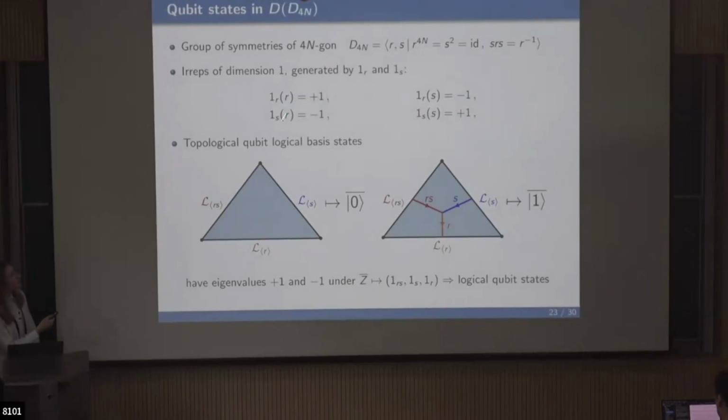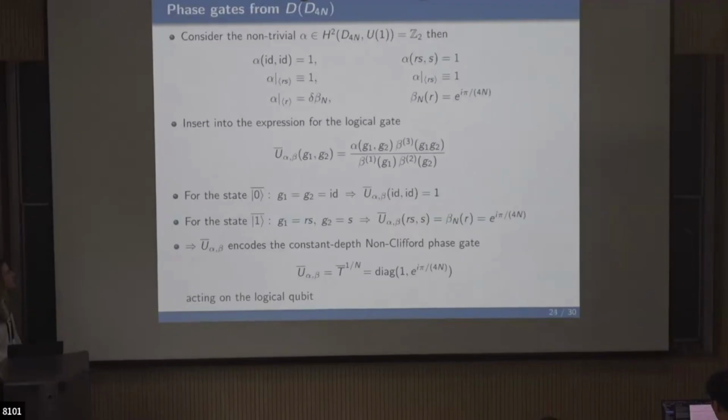For D4n, the group of symmetries of a 4n-gon, we have the rotations and the reflections, and importantly, we have these one-dimensional irreps, 1R and 1S, which are +1 and -1 as follows. So we can use these irreps to define a logical Z. Now, the 0 state is just this trivial state, whereas the logical 1 will be defined with these anyons coming from these 3 group elements, IS, S, and R. And because of these properties of the one-dimensional irreps, this will have eigenvalue -1 under Z. So this is a logical qubit.